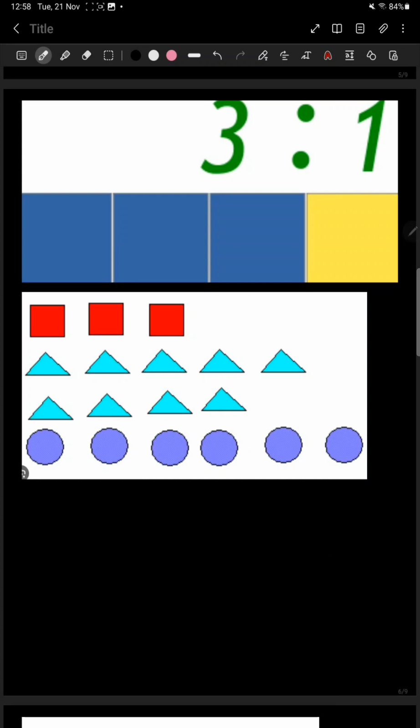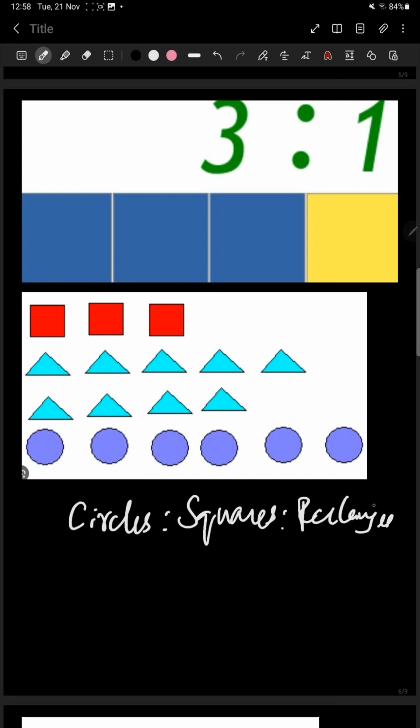Here the important thing is that if we change the order, for instance we write circles first, then squares, and then rectangles, what will the ratio be now? You will write accordingly: circles first 6, then squares 3, then rectangles 9. So the order will be changed. So take care about the order.